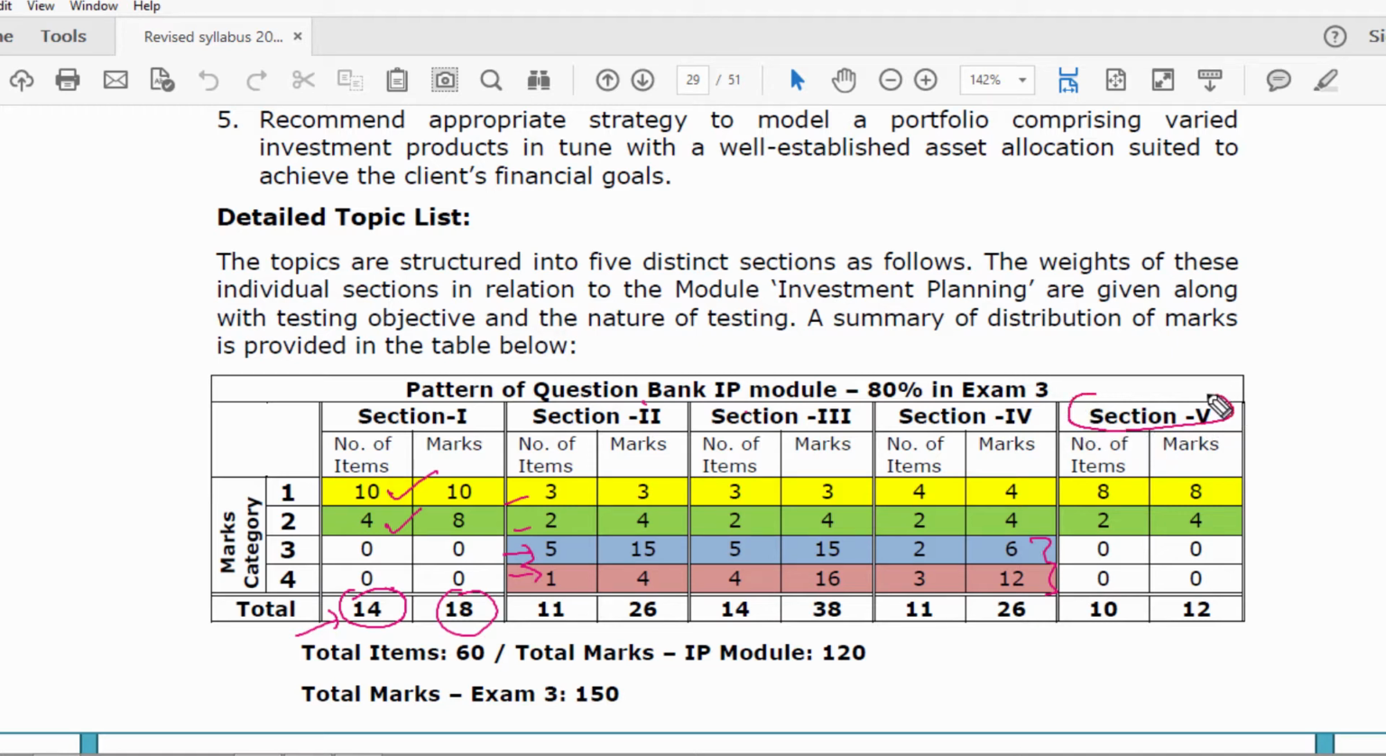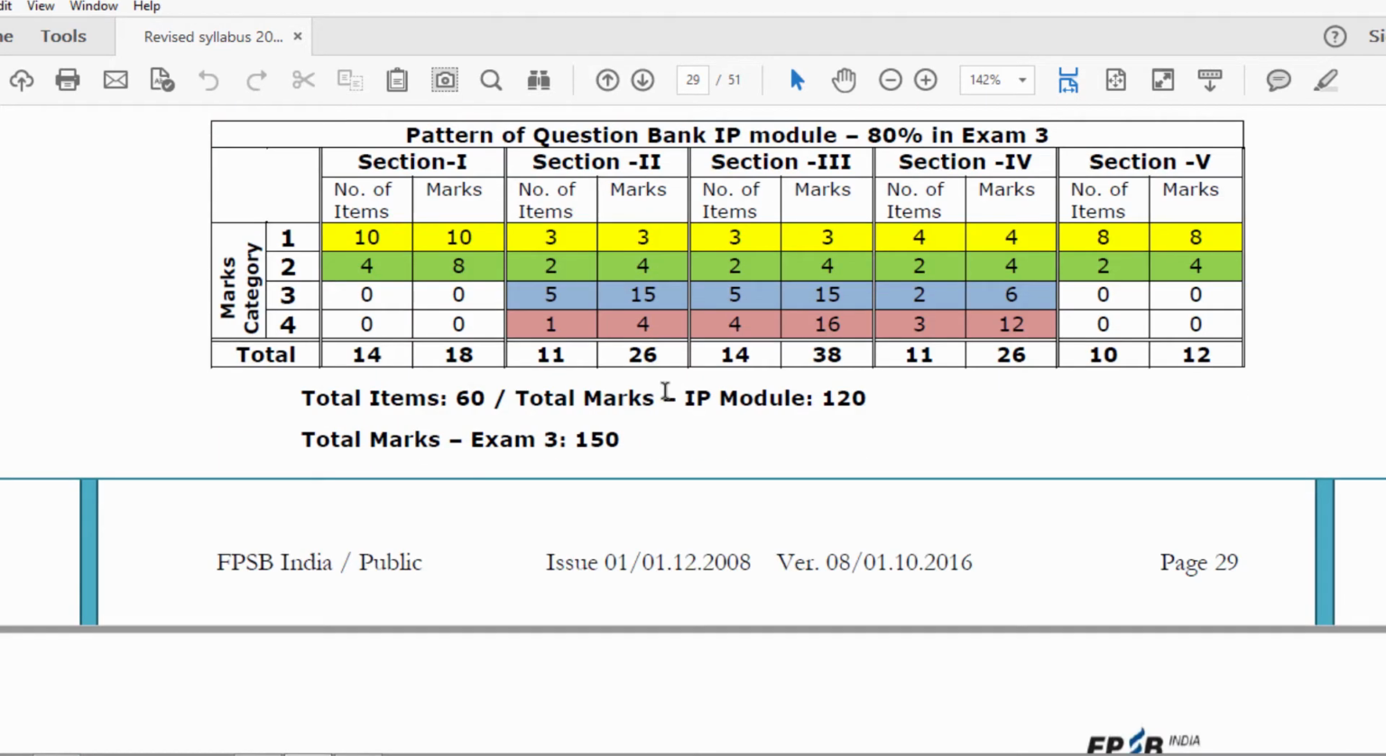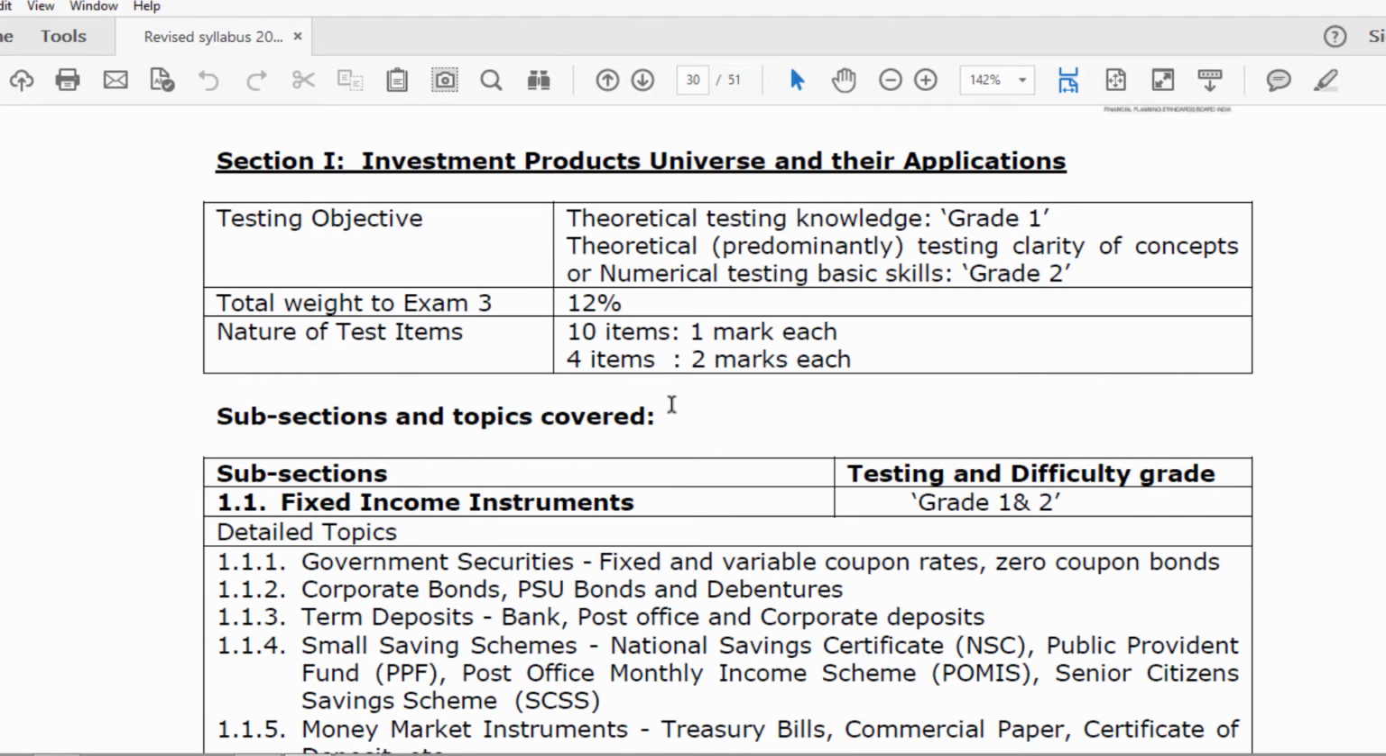And section 5 I am going to highlight. Essentially I don't teach this particular section in the classroom, but the topics which FPSB has given we are going to look at. Okay, let's quickly move further and start with our first part. It is investment products universe and their applications.